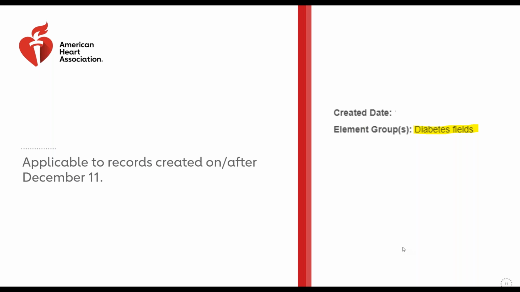So what will happen after the update is made on the 11th? The changes that I'm about to review with you will be applicable to all patient records that are created on or after December 11th. And a key indicator for you to know that the diabetes fields will be included in the data collection: at the top of the form, there's a field for the date that the record was created and the element groups for the form, and you'll see diabetes fields to indicate that these new elements are now part of the data collection.